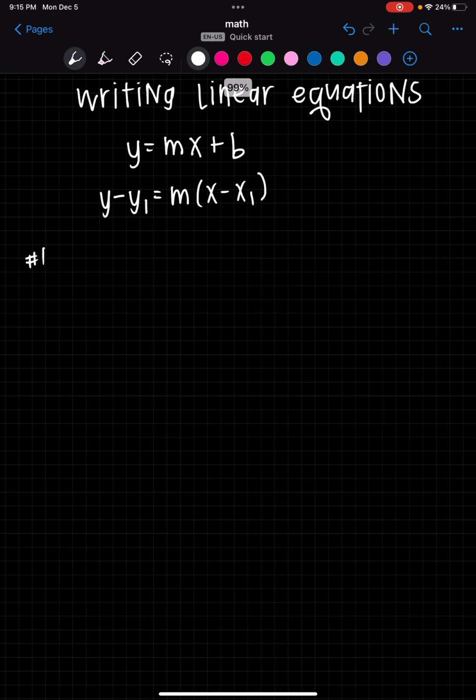The first example is, what we want to do is write an equation of the line that goes through the point 2, 3 and has a slope that's equal to 2. So let's first start by talking about how to label these things.